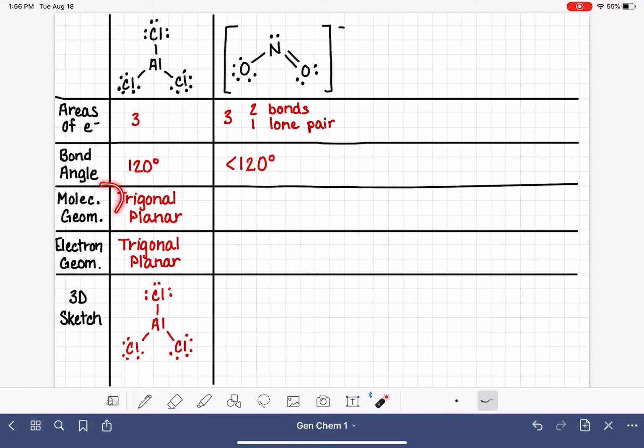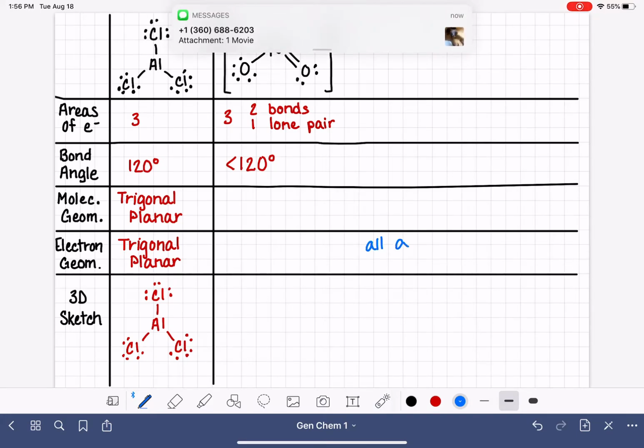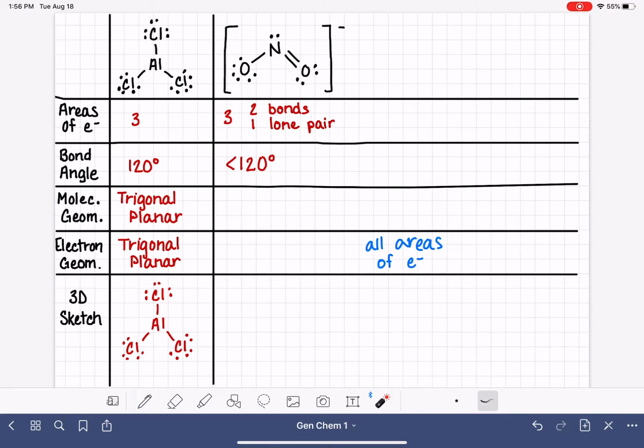Let's talk now about the molecular geometry and electron geometry. As a refresher, because it's been a while since we looked at these two, when we're looking at the electron geometry of a molecule, we are just looking at all areas of electron density. All the areas of electrons. So it doesn't matter if it's bonds or lone pairs. All that we're looking at is what is the total number of areas of electrons.